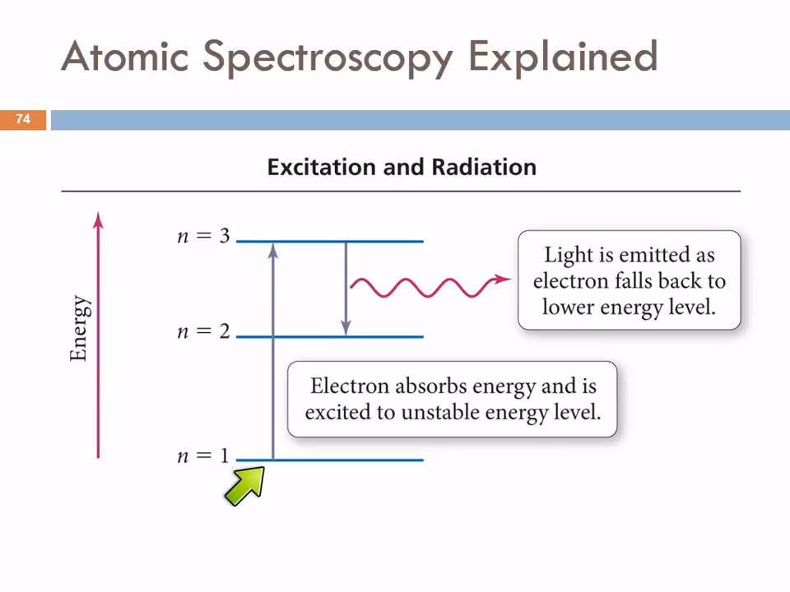So we can have this electron that was in n equals 1 absorb energy and go up to the n equals 3 level. But it can't stay up there. It's eventually going to relax down. And here, in this example, it comes back down to n equals 2. It releases a photon of light. It's not going to stay there either. It's going to eventually go back down to n equals 1. It's going to go back down to the lowest level that it can.